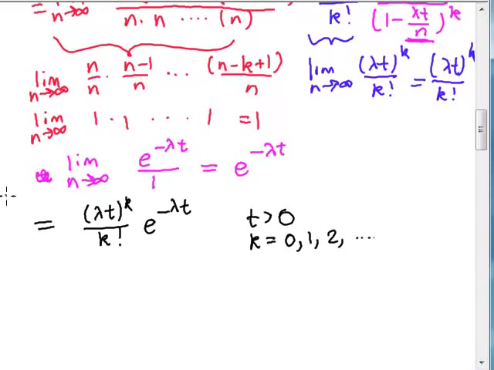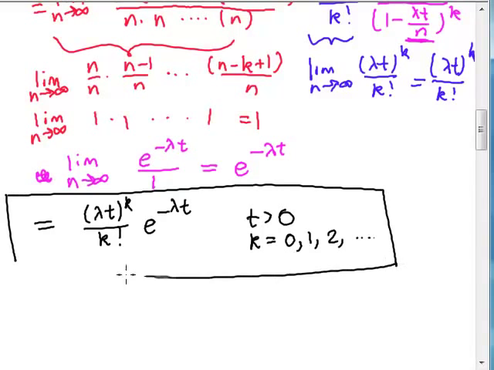So this is the PMF of the Poisson process, the probability that X of t is equal to k. That's what we had meant to prove, and that's all for this video segment.